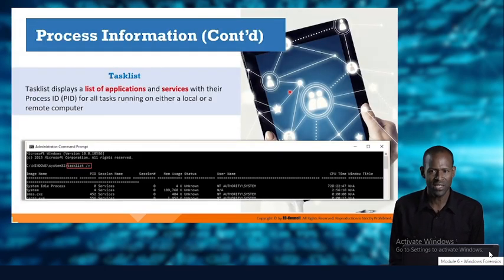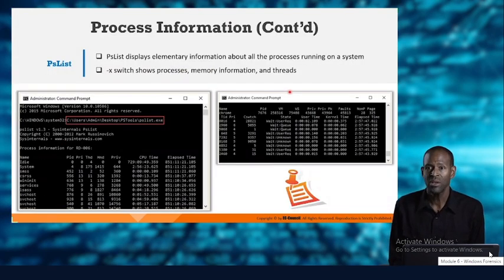There is also tasklist. If you do a tasklist /V, you'll get a verbose listing of what each process is doing, what each PID is doing, how much memory it's using, the user that has spawned it, CPU time, etc. So tasklist, a command line tool that can help you with processes, and pslist, which gives you information about the processes running on a system. You can do the -x switch to show you memory information and threads. So if there's a multi-threaded process, you'll be able to see all the different threads of the process.